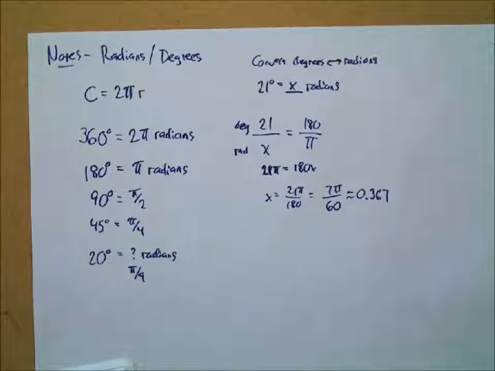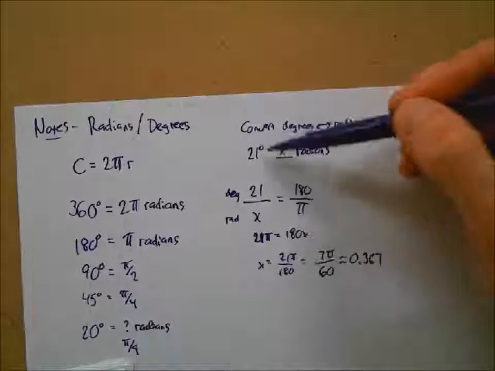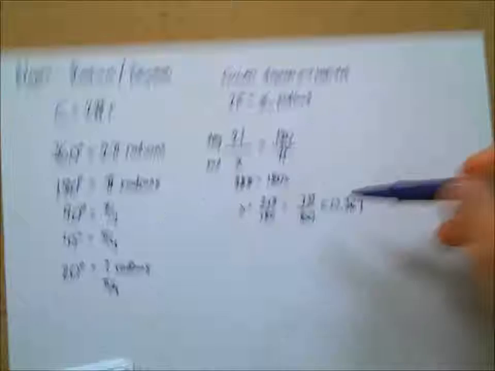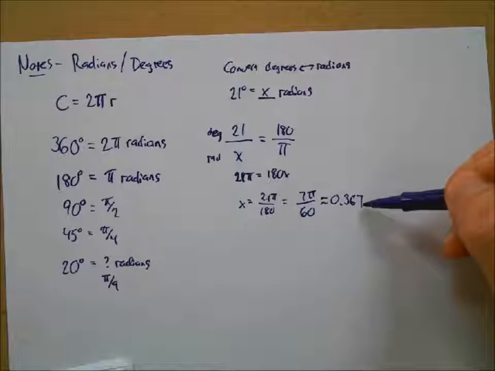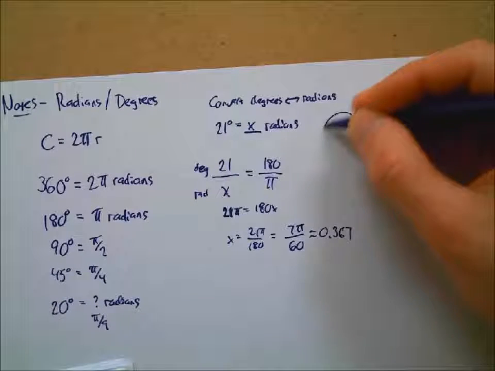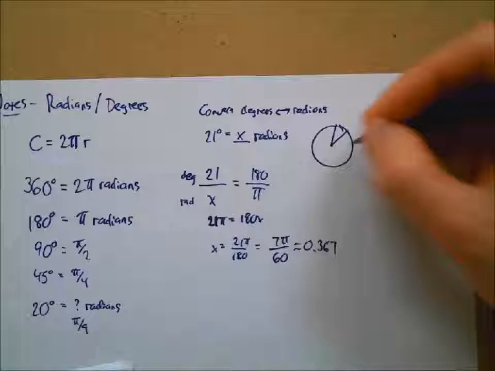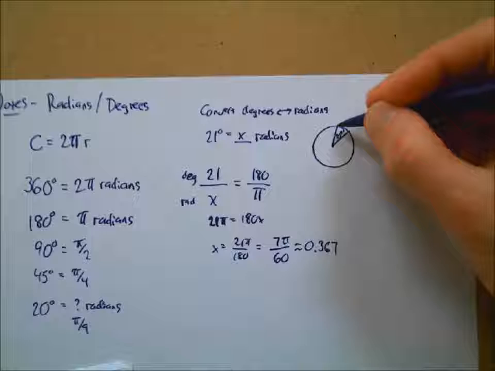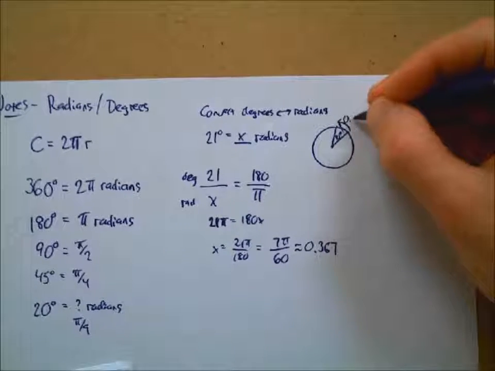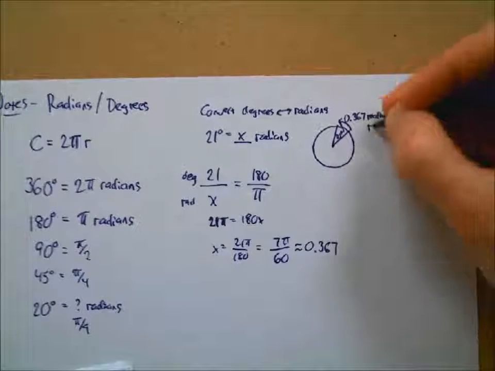Okay. In the context of a circle then, if you did 21 degrees around the circle, right, so 21 degrees of the circle, that is about 0.367 radiuses, right? So you can measure a 21 degree arc on your circle, or you could say this length right here is 0.367 radiuses, or really radians.